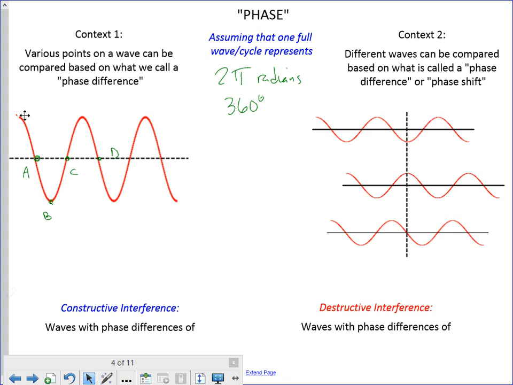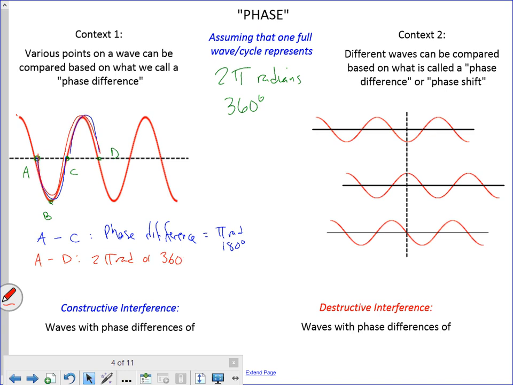What we can say there is, if we compare, say, points A and C, we'll notice that they are half a wave apart, right? There's half a wave, because here's the other half. Well, if they're half a wave apart, we could say that they have a phase difference of pi radians, or 180 degrees. We could say that points like A and D have a phase difference of, well, they are a full wave apart. So that would be 2 pi radians, or 360 degrees.